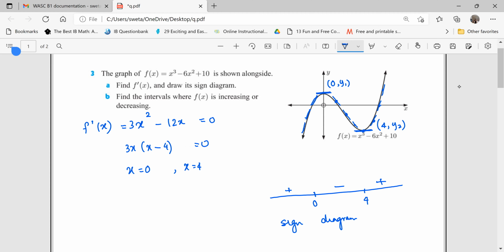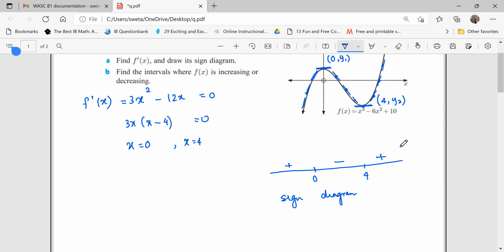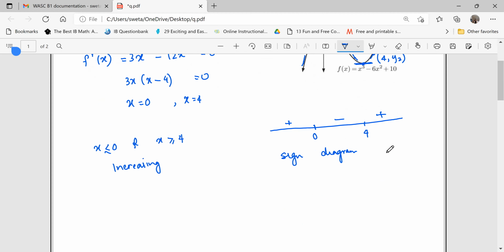In part B, we have to find the intervals where f(x) is increasing or decreasing. Whenever the gradient is positive, in that interval the function is an increasing function. If the gradient is negative, then the function is a decreasing function. So for the curve given, when x is less than or equal to 0, and when x is greater than or equal to 4, the function is an increasing function. And when x is greater than 0 and less than 4, in this interval, it's a decreasing function. That completes our question.